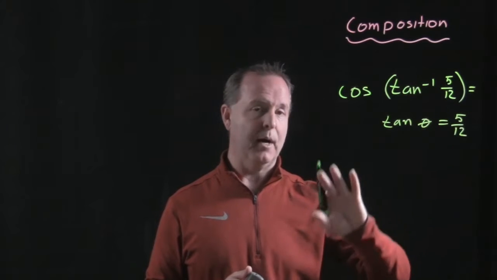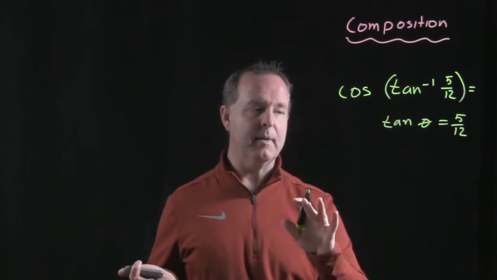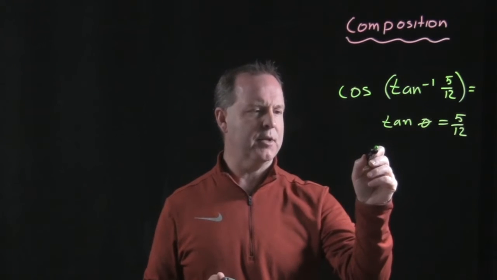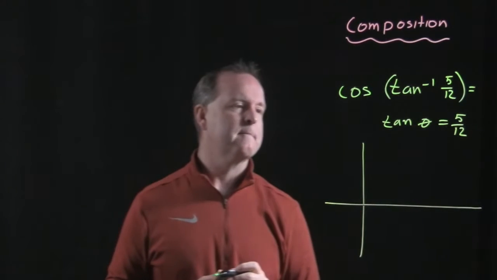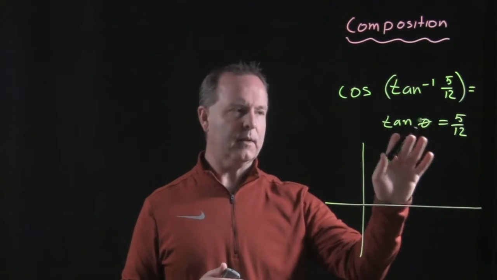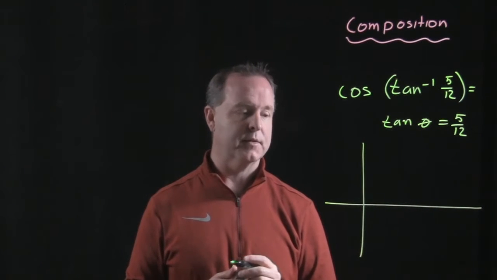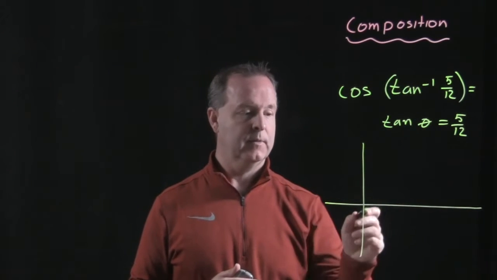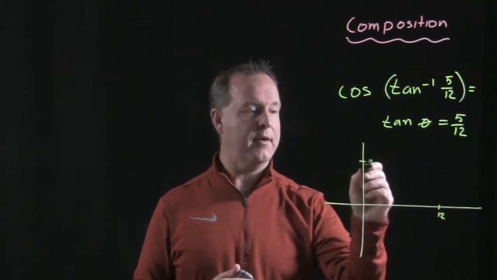Well, 5/12 is positive, and I'm looking for the angle there. So that tells me I'm going to be in the first quadrant. But let's draw a picture. Sometimes pictures might be a little bit more helpful to deal with. So I have an angle. I know the tangent of the angle is 5/12. Remember, that was my y value over my x value. So my x value is 12. My y value is a 5.